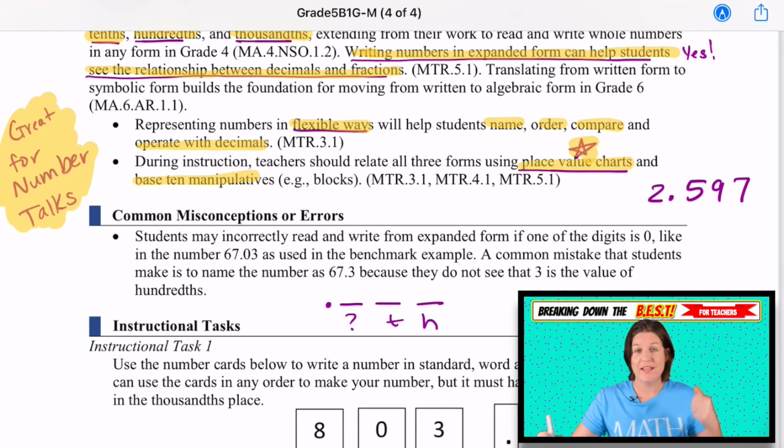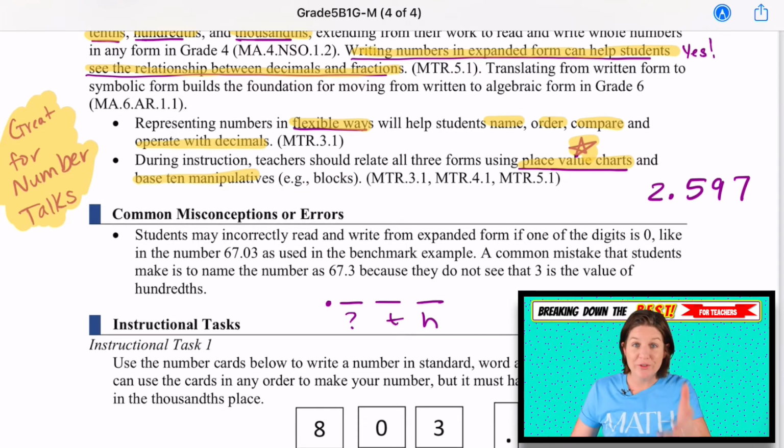You can write this. Well, this is written in standard form. We could identify that that is standard form. We could write it in word form. We could write it in the 2 ways for expanded form. We could decompose this number to be 25 tenths and 97 thousandths. We could decompose this number to be 2 wholes plus 5 tenths plus 9 hundredths plus 7 thousandths. It's just a really great standard to start incorporating for number talks, where your students can learn from each other.